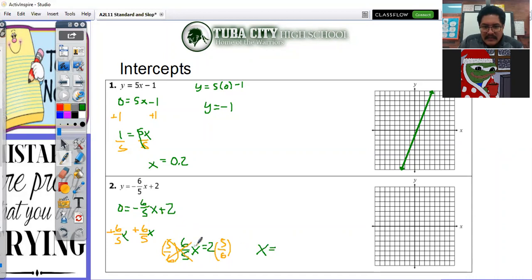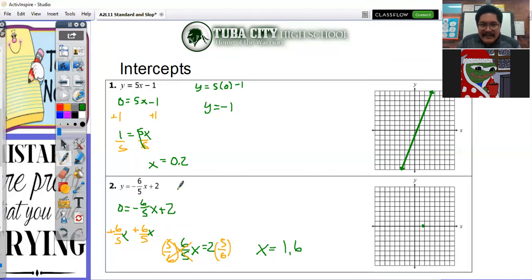x equals 2 times 5 is 10, and 10 divided by 6. Now in this case, again, I'm just going to use a calculator. 10 divided by 6, which I know is going to be a decimal number, becomes 1.6, like 1.66666 repeating. But I don't need to be that precise on the graph. We don't need that level of precision.